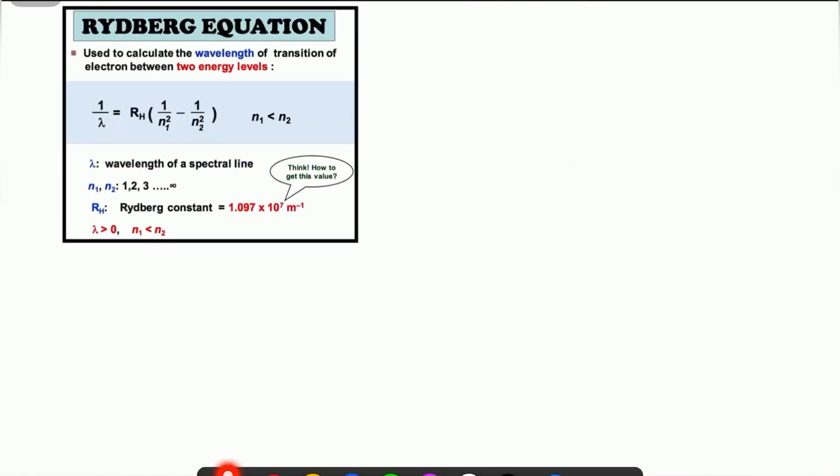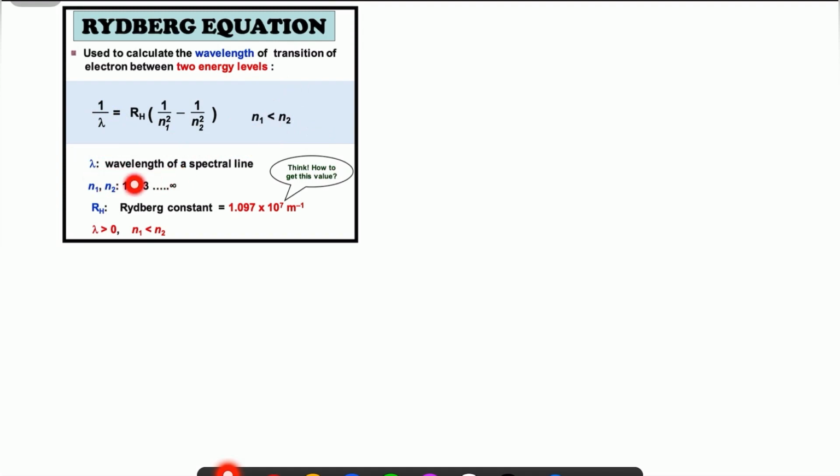Okay, let's see the Rydberg equation. The Rydberg equation is used to calculate the wavelength of transitions of an electron between two energy levels. This is the formula: 1 over lambda equals RH, the Rydberg constant, times 1 over n1 squared minus 1 over n2 squared, and n2 must be larger than n1 because it is a calculation for the wavelength. So that's why n2 must be larger than n1.